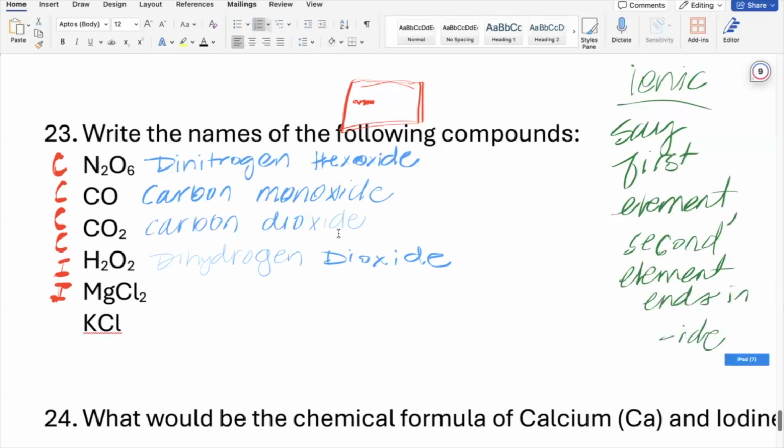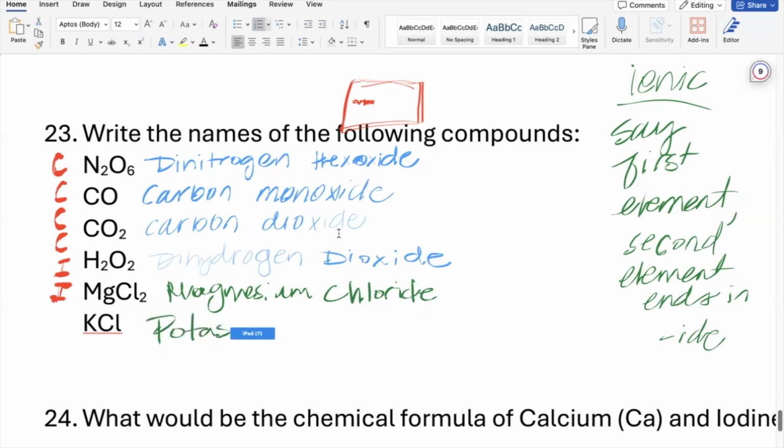All right, so our 2 examples here, magnesium chloride. We don't have to say di or anything like that. And our second example, potassium chloride.